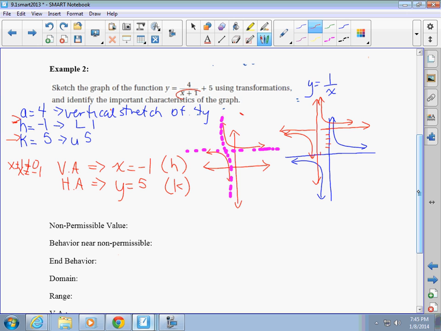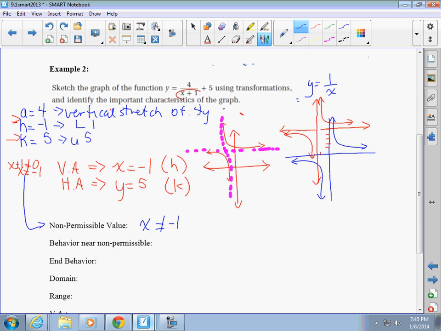So what is my non-permissible value? Remember, non-permissible value has to deal always with the denominator. So my non-permissible value is x is not equal to -1, so that's this calculation here.